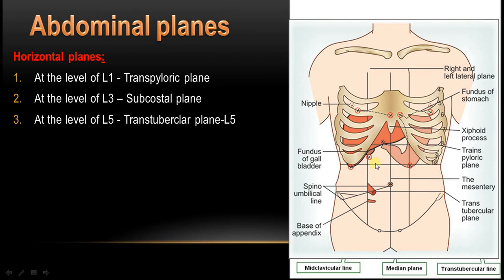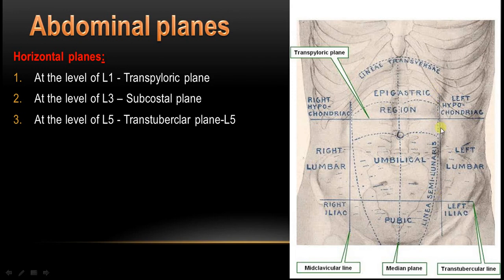Now, leaving aside the subcostal plane, we will take into account mainly the transtubercular plane, the lower one, and the transpyloric plane, the upper one, because these two horizontal planes, along with the vertical planes, are mainly useful for dividing your abdomen into regions. So remember at least two planes. One is the transpyloric plane at the level of the L1 vertebra. The other one is the transtubercular plane at the level of L5. It is labeled transtubercular because it passes through the tubercle of the iliac crest, near the anterior superior iliac spine.